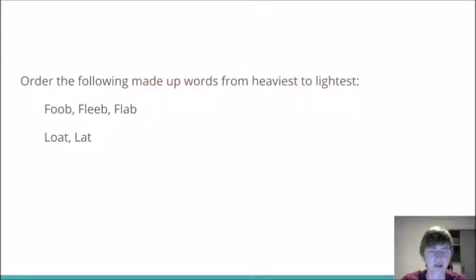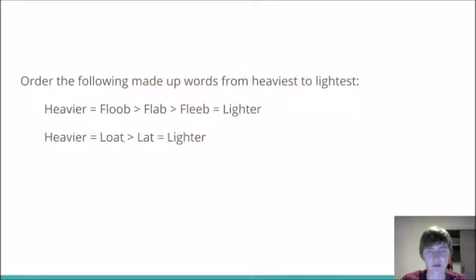All right, take a second to think about that. In this case, most people will say that foob and lot are the heavier objects, and fleeb and lat are the lighter objects. And this is also a very strong correlation. Most people will give this ordering as well. So what is the cause here? Because in this case, within each category, the consonants are exactly the same. The only thing that changed was the vowel sounds.